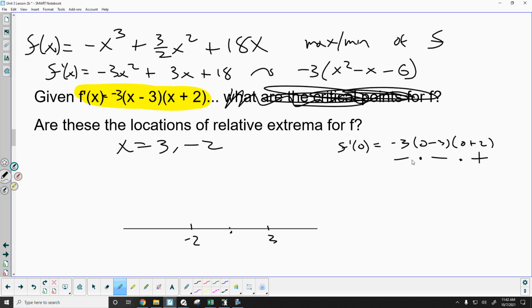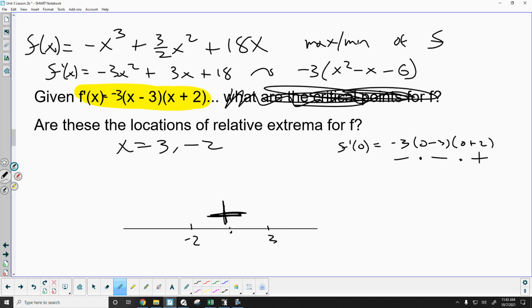Oh my goodness, I have 3 things I have to worry about. Not just 2, because that negative 3 is still there. A negative times a negative is a positive, times a positive stays positive. That's the only thing I have to test. I don't have to look at negative 1. I don't have to look at 1 or 2. I know it's going to be positive. I found all the zeros.